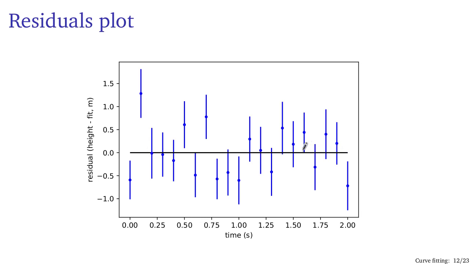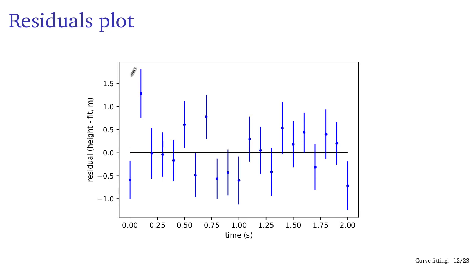This guy, this guy, this guy, this guy, this guy, this guy, they're all fine. They all have uncertainties that put them within one uncertainty of zero residual, meaning less than one uncertainty from the fit result. The error bar goes through the line. The residuals plot, in some sense, flattens out the fit result to be at y equals zero. It's the height observed minus the height fit. So is this a problem that this point is way off here?